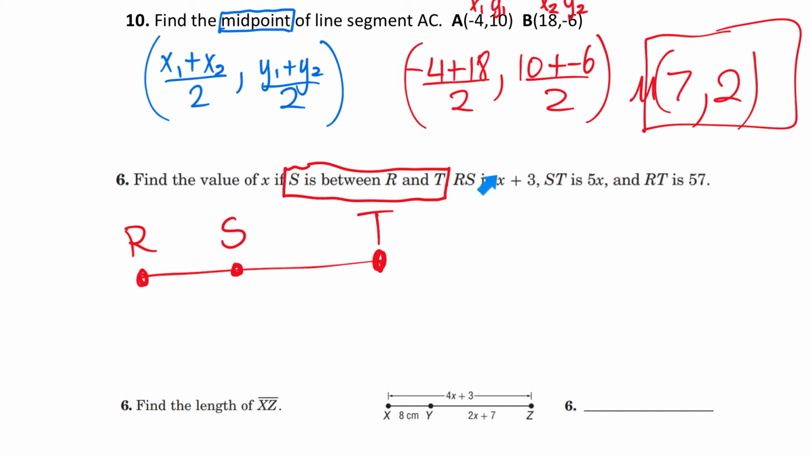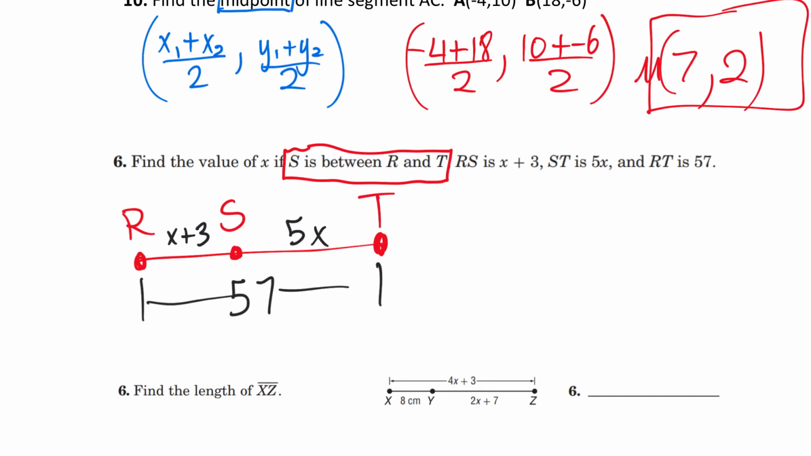Now I'm going to plug in the information that they've given to me on our drawing. So how long is RS? RS is x plus 3. How long is ST? ST is 5x. So I'm going to put 5x right here. And the last thing it talks about is RT. That's all the way from here to here. So RT is how long? Yep, 57.